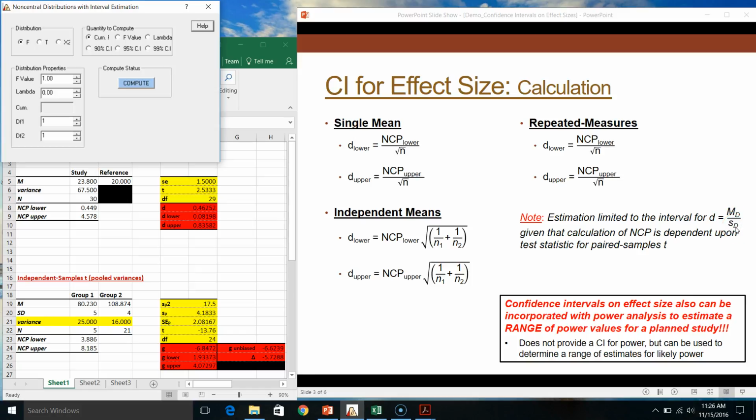Now, we had talked about pros and cons of standardizing your effect using the standard deviation of the difference score, but this is what we need to do if we want to calculate a confidence interval around that. So just take those things into account.